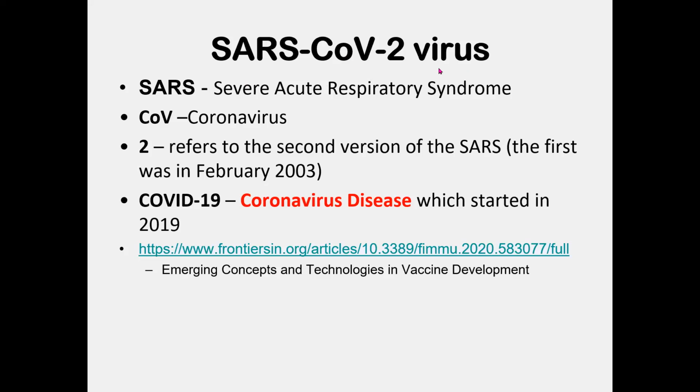SARS-CoV-1 virus was the one which was involved in the Ebola virus. Ebola. So the SARS, so that's the virus. That part is severe acute respiratory syndrome. The CoV is coronavirus. 2 refers to the second version. And it's only the second one.